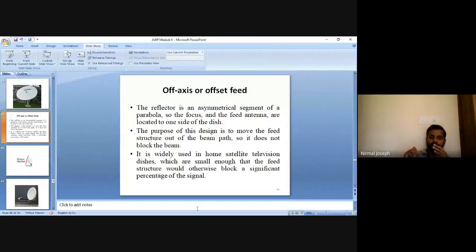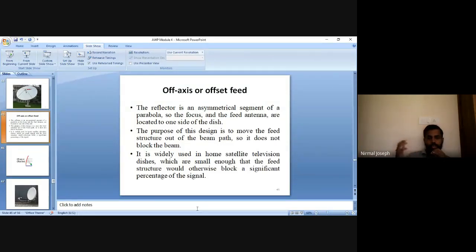Our requirement is we have to keep the primary radiator at the focal point. Okay. Since we have chosen an asymmetrical segment, the focal point will be shifted to one of the edges. So that will be located to one side of the dish. There we can place the primary radiator. Okay. The purpose of this design is to move the feed structure out of the beam path, so it does not block the beam. Okay.